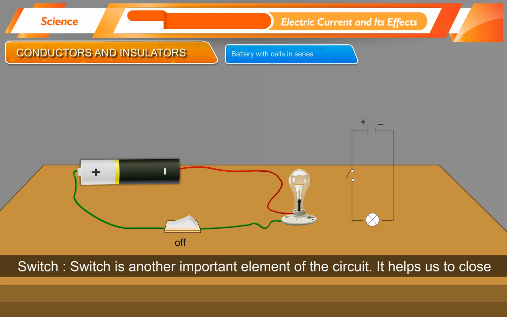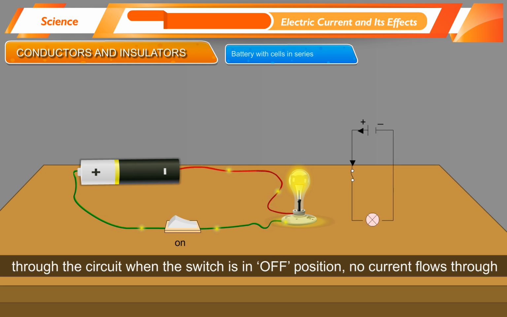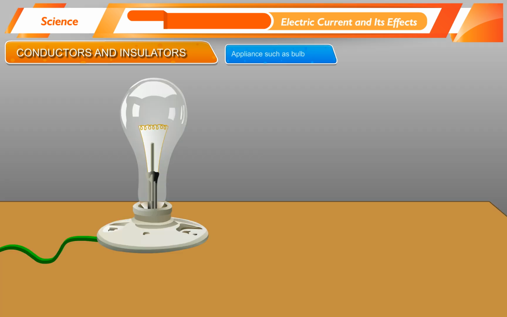Switch. Switch is another important element of the circuit. It helps us to close or open the circuit. When the switch is in on position, the current flows through the circuit. When the switch is in off position, no current flows through the circuit. The circuit is now said to be open.